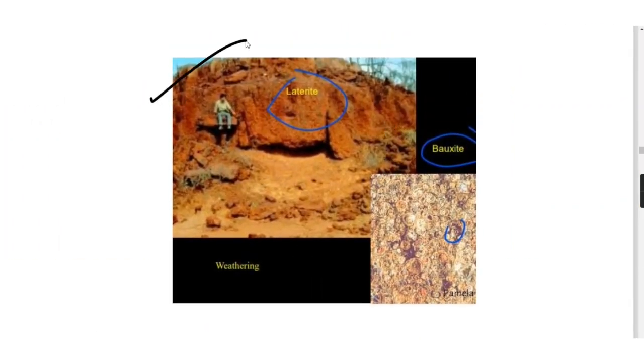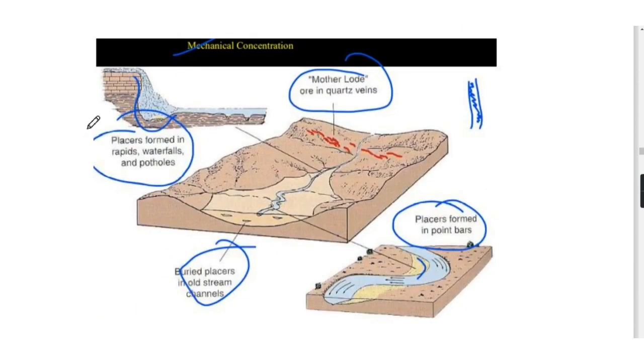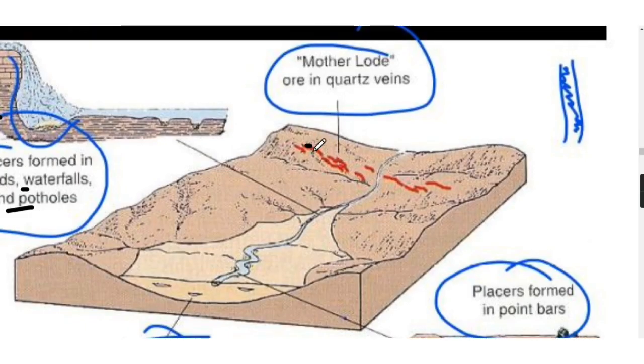And this is exogenous, resulting in the formation of laterite or bauxite. Mechanical concentration will result in the placer formation. Okay. Placer will be found in rapid waterfalls, potholes. These red colors you see, these are the lodes. Okay. So these are mother lode ore in quartz vein deposit.